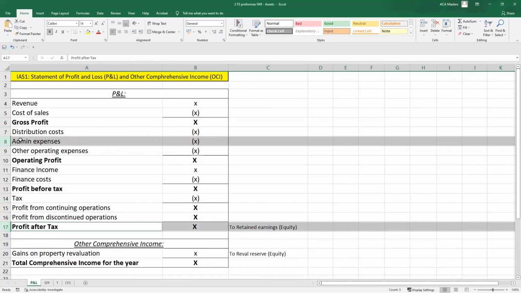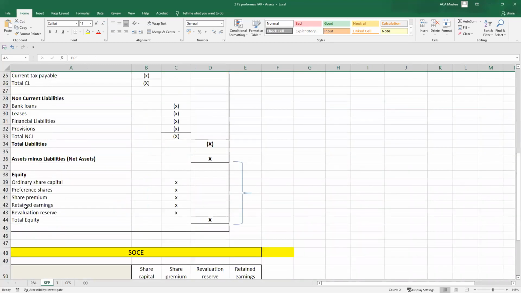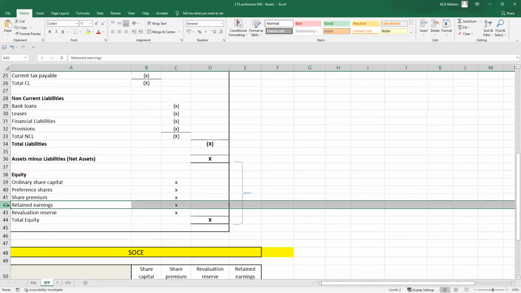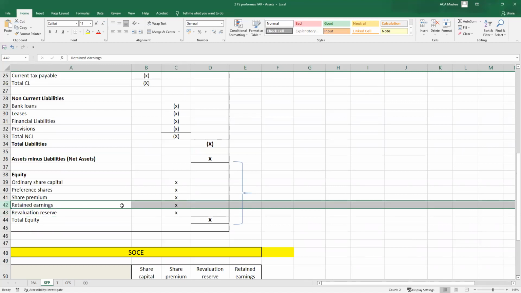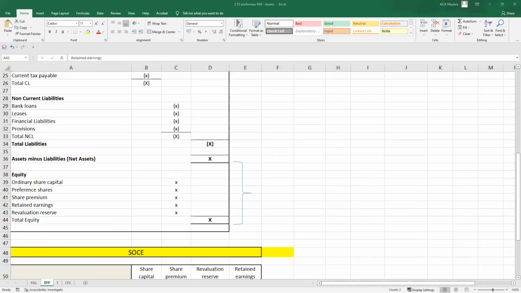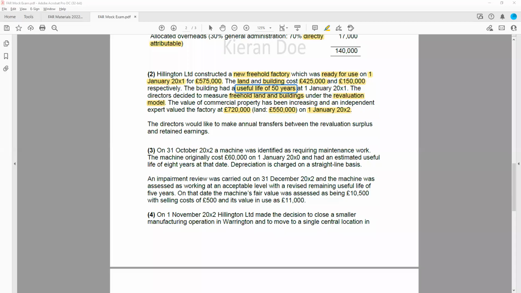So depreciation a bit higher reduces profit by that additional depreciation, and retained earnings is now lower because of that additional depreciation. So what we can do is put retained earnings back into the position they would have been without the revaluation by transferring that additional bit of depreciation from the revaluation reserve to retained earnings. So we're basically putting retained earnings back in the position it would have been had it not been for the revaluation. And that's an accounting policy choice.